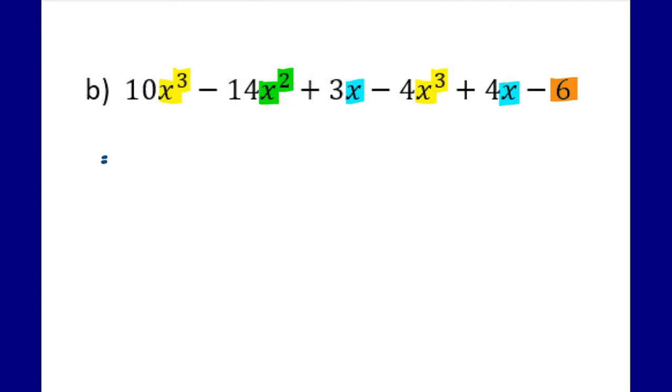Now we're going to go through and collect our like terms. So focus on the ones that are the same. So 10x cubed minus 4x cubed. 10 of something minus 4 of something gives you 6 of that item. Move on to the next term. Negative 14x squared. There are no other like terms, so we can just bring this down, or carry this down. We're not going to change it.